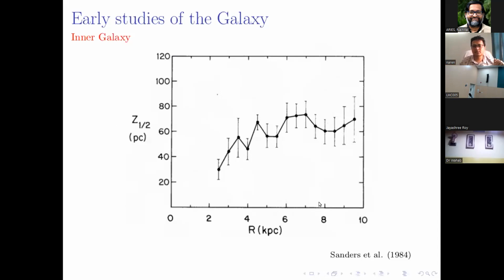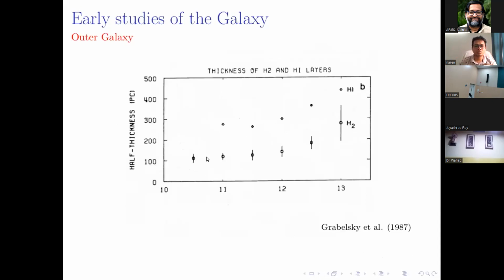So this is the inner radius up to 10 kiloparsec, and what people have seen is that it is very small, that is, the molecular disk is very thin, between 20 to 60 parsec, and at the outer radius it goes to around 100 to 200 parsecs.